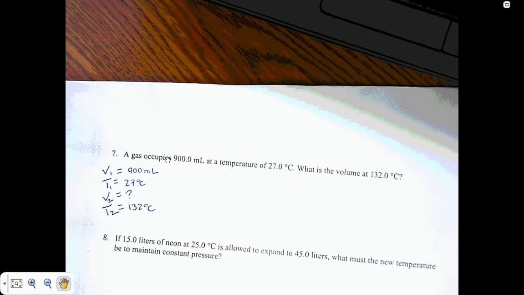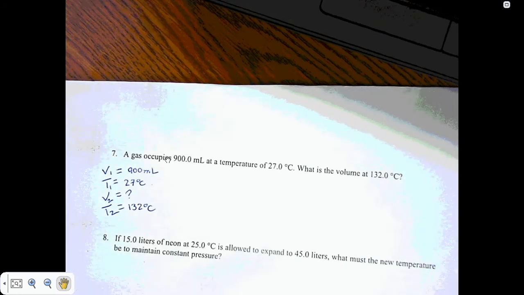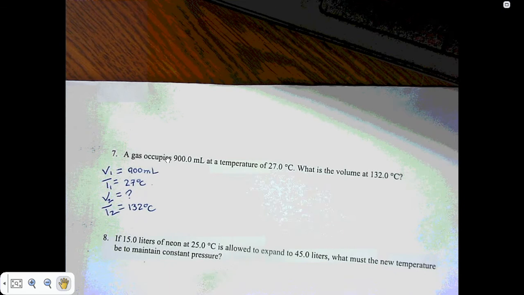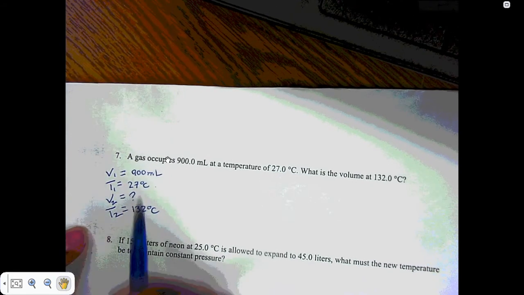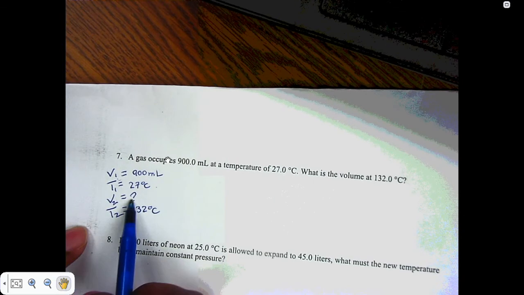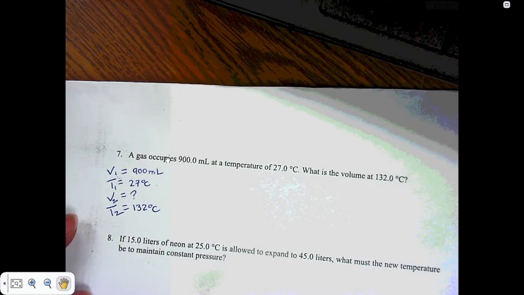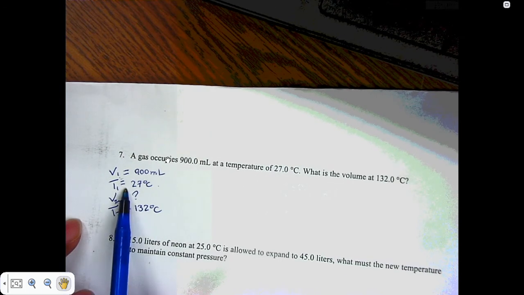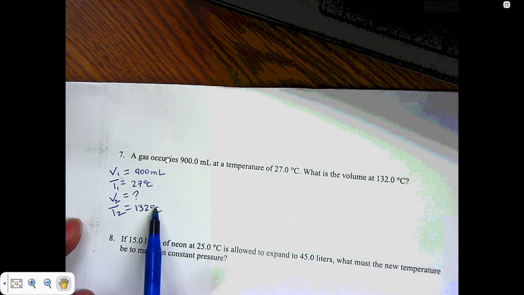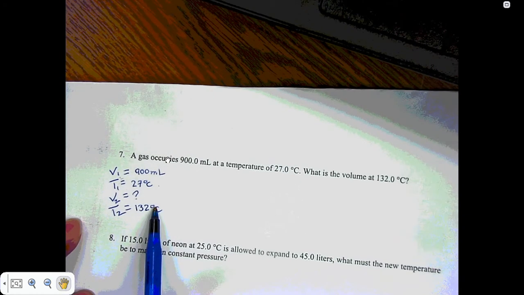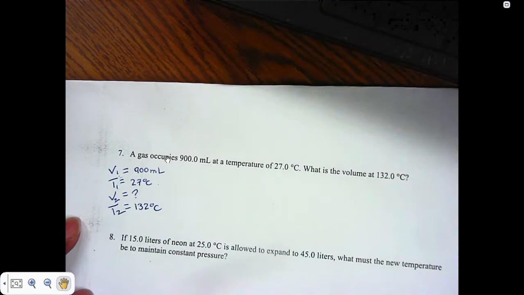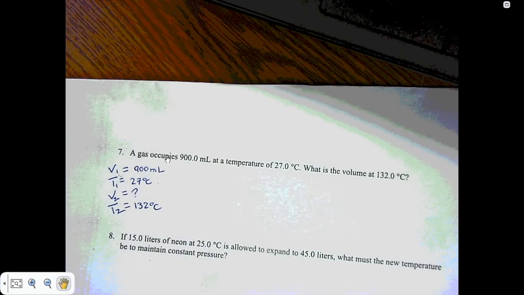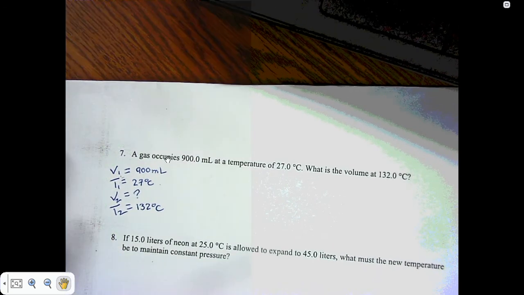And I want to take the time to point out a couple of things before we go forward with solving the problems. Because volume and temperature share a direct relationship as it relates to Charles' law, you should see an increase in this V2 value, and I'll explain it. According to the law, as this increases, which is 27 going to 132 degrees Celsius, we can surmise that V1 should increase from 900 milliliters to some value. So when we solve it, we're going to look at that relationship and see if that holds true as well. So let's go ahead and solve it.